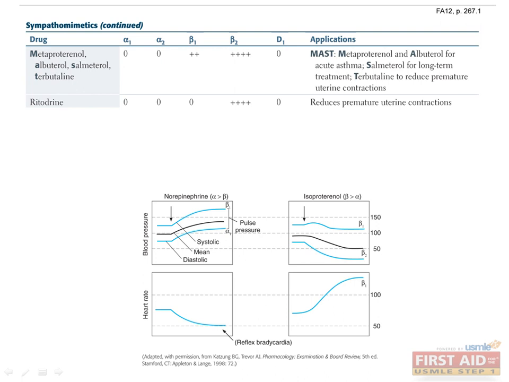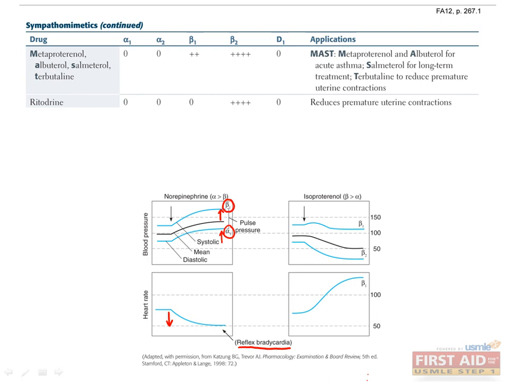One way the USMLE likes to test these drugs is with blood pressure and heart rate graphs. Consider norepinephrine with alpha-1 and alpha-2 greater than beta-1 effects. Alpha-1 raises the diastolic pressure by increasing peripheral vascular resistance. Beta-1 raises the systolic pressure by increasing inotropy. The body compensates for increased blood pressure by decreasing heart rate. This is known as reflex bradycardia. So even though it might seem that beta-1 stimulation should increase heart rate, the bradycardic reflex overcomes this and produces an overall slower heart rate.